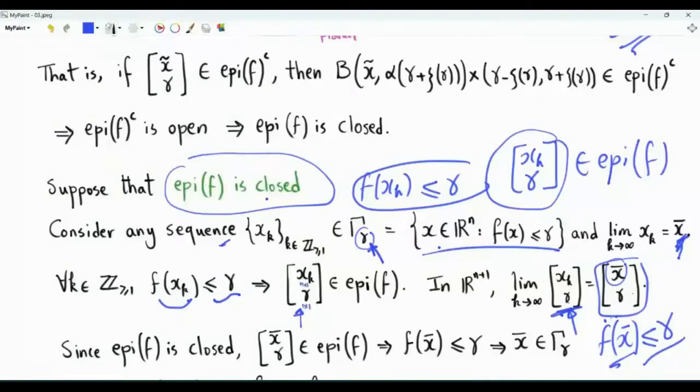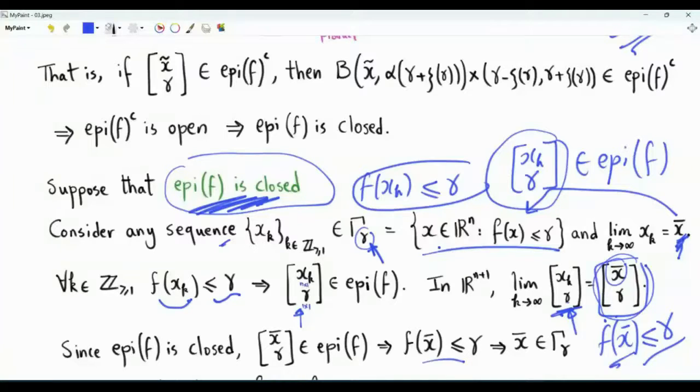What did we gain from this step? We have a starting point, which is that the epigraph is a closed set. Since we have convergence to a limit and our set is closed, then the limit is in the set itself. So the vector in which the first n components are x bar and the last component is gamma is in the epigraph of function f. F of x bar is less than or equal to gamma. But this means that x bar is in this set here, the sublevel set with parameter small gamma.